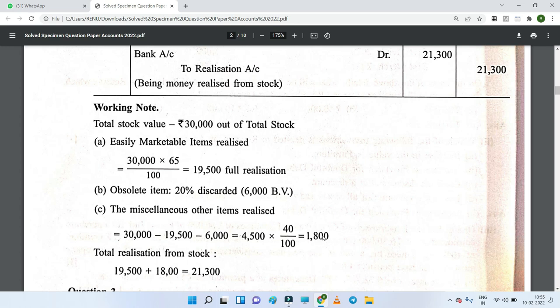So this 1,800 plus this 90,500 is the amount which got realized. So the total of these two will be 21,300, which the company realized, meaning this much of the assets only got realized. So the entry, as cash comes in: 21,300 will be debited to the bank account and the realization account will be credited with 29,300.